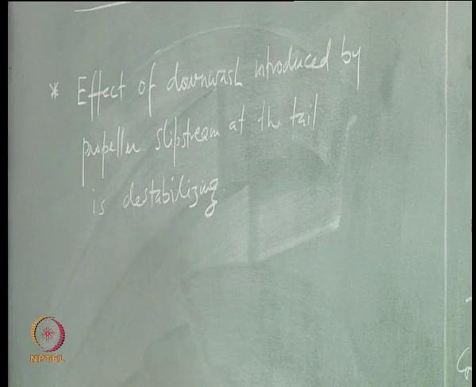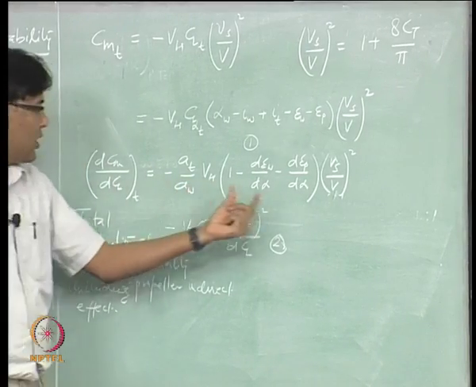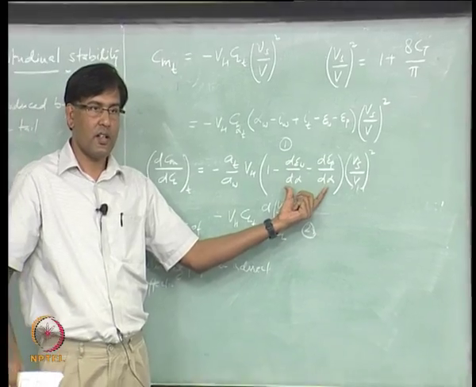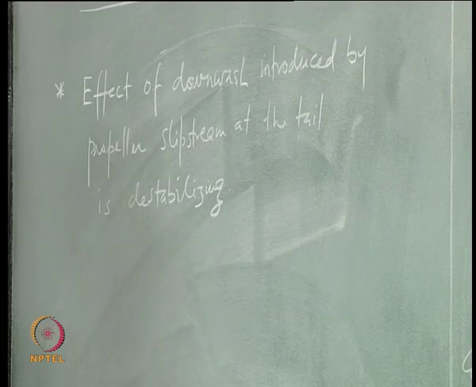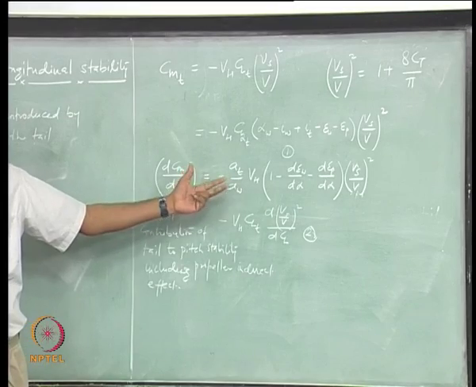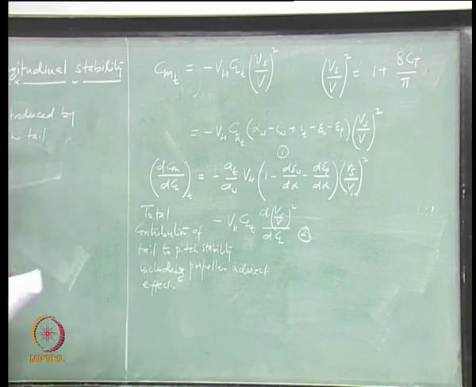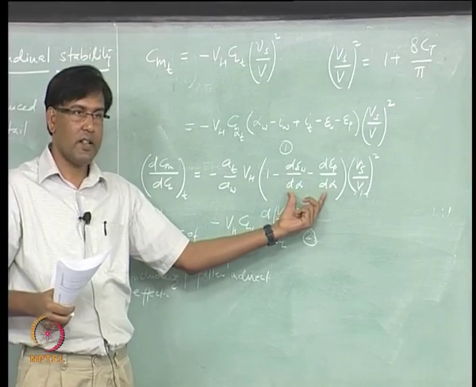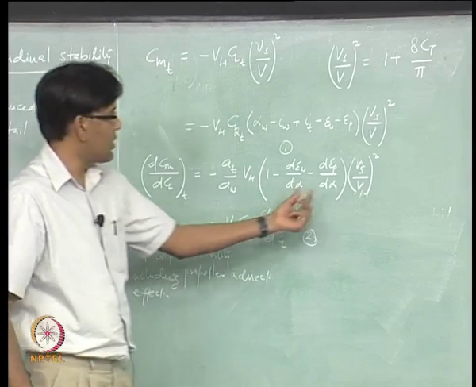What else do you see there? So there is one effect, and this effect is destabilizing. If you combine these two together, then actually it can make an aircraft unstable. You were expecting a horizontal tail to provide you stability. That is how you added the tail. But if they come together, they can have a destabilizing effect also, depending on the magnitude of these two quantities.